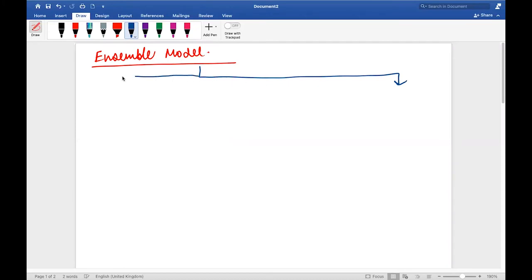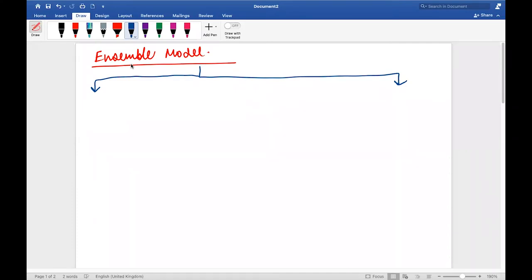Now see, ensemble means when you collect, or you can say aggregate, multiple things together. That is what is called ensemble in plain English, right? How it is useful in terms of our decision tree or random forest, we are coming to it in a minute. Now ensemble, we said that it is a collection of a few things or an aggregate of different things.